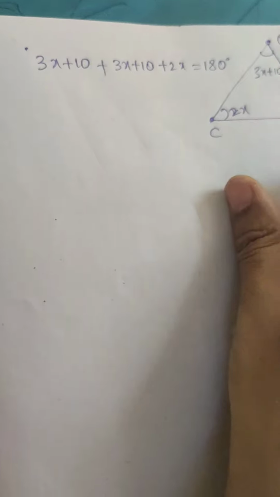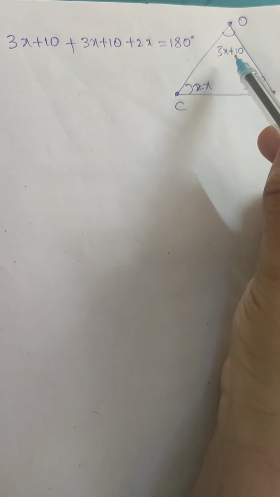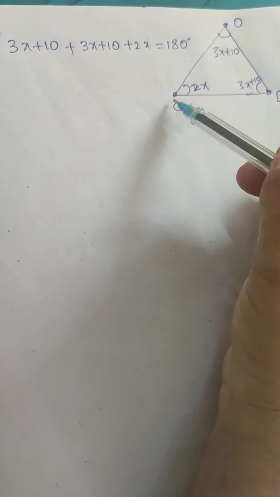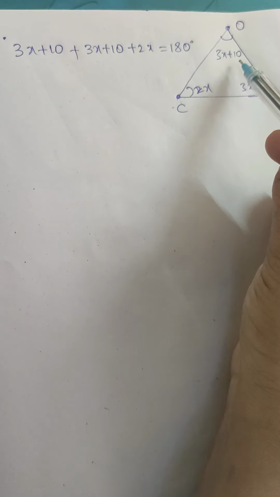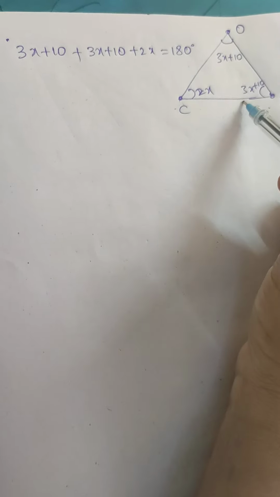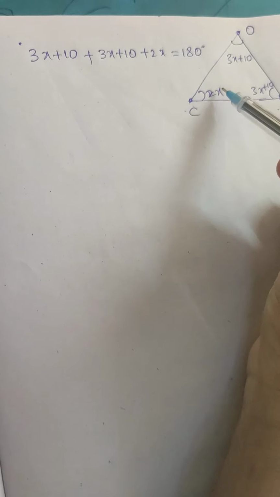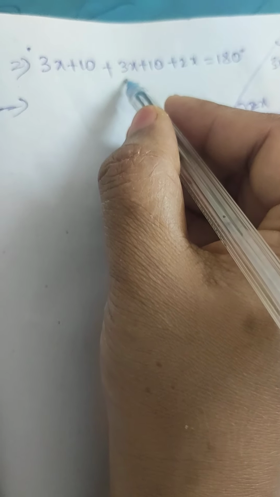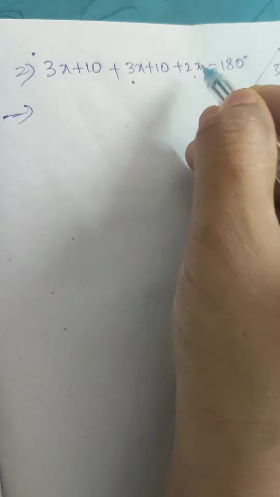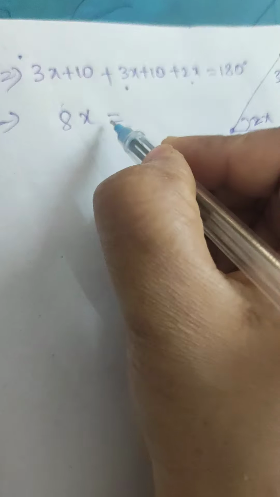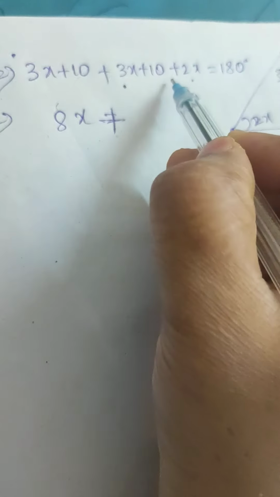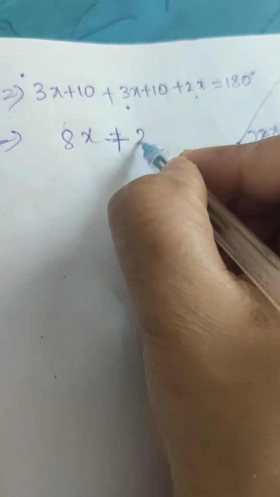Okay, see here children, now I have drawn the triangle, that is triangle OCD with 3x plus 10 one angle, 2x one angle, and another angle is also equal to 3x plus 10. If we add these three angles, then it should be equal to 180 degrees, and we will solve for x now. Okay, 3x plus 3x 6x plus 2x 8x. 8x plus 10 plus 10 becomes 20, plus 20 is equal to 180 degrees.